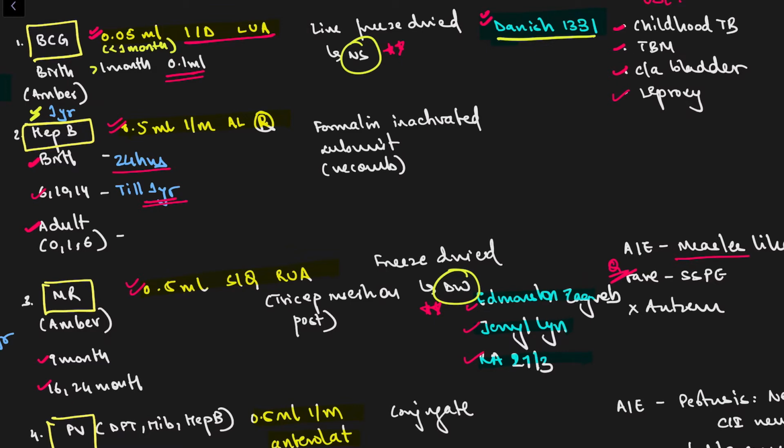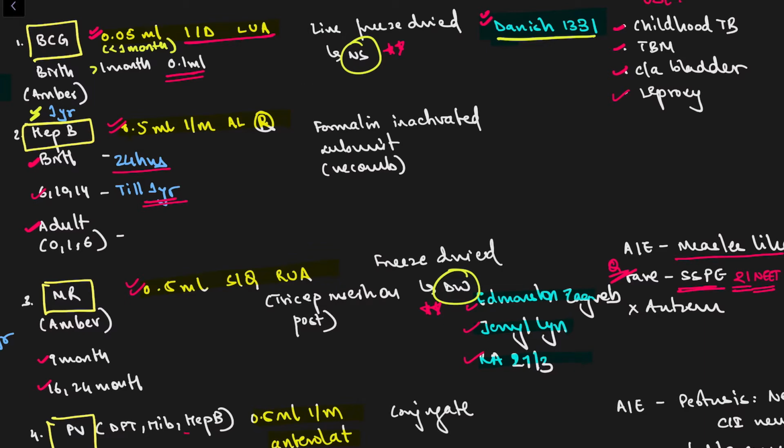Then the adverse reaction is measles-like rash. Then a rare reaction is SSPE. This was asked in NEET 21, and it can also cause autism, but there is no such research to support it. Then pentavalent vaccine, it consists of DPT, Hib, and Hep B.